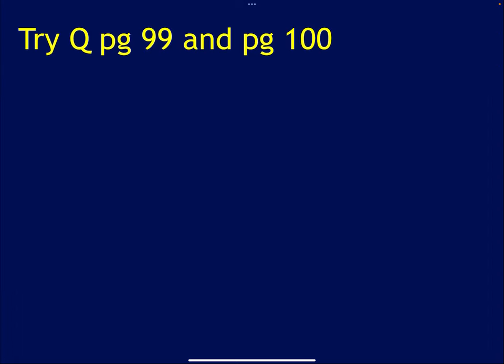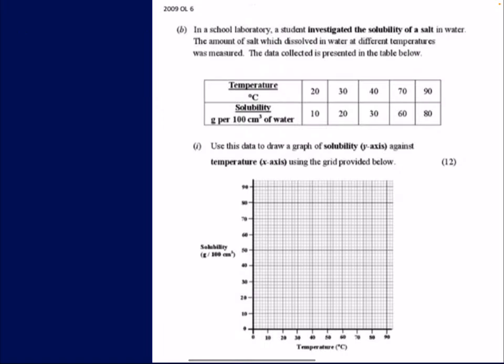So we're going to try the questions now on page 99 and page 100. You have to read all of your questions. So, in a school lab, a student investigated the solubility of a salt in water. The amount of salt which dissolved in water at different temperatures was measured, and our data is collected below. And then it is asking us to draw our graph.